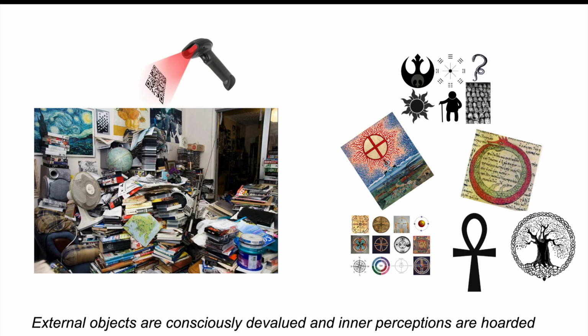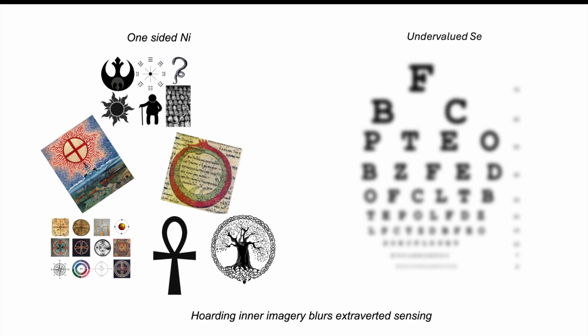So on the left I've got, again, one-sided NI, which is the hoarder's pile. You have all this symbolism, and then on the right I'm trying to show an eye exam that's blurred out. What I'm trying to show is that your extroverted sensation, the way you register and engage with the real world, is blurred because you're hoarding a bunch of inner imagery. It's what happens with everybody's dominant function. You have a dominant, and then the inferior function gets ignored for a little bit. Okay, so we get that.